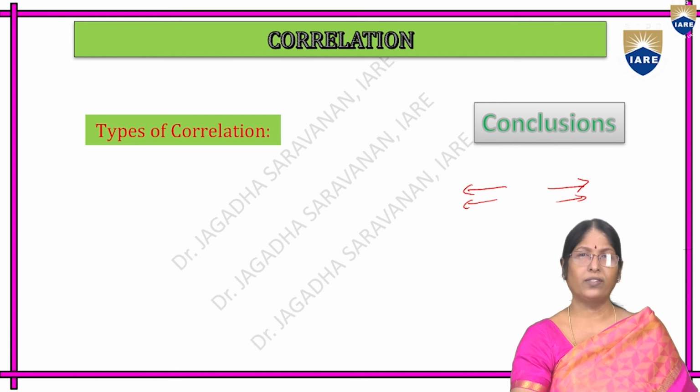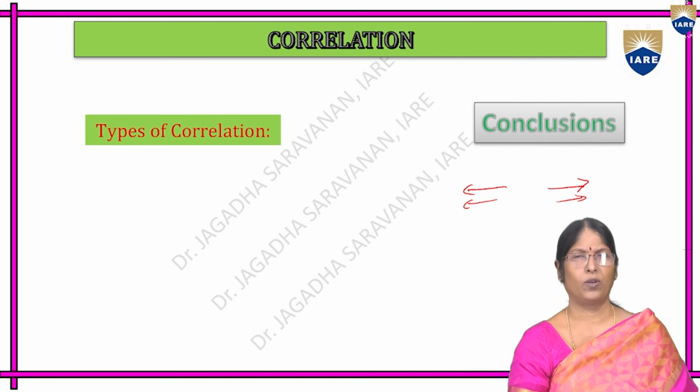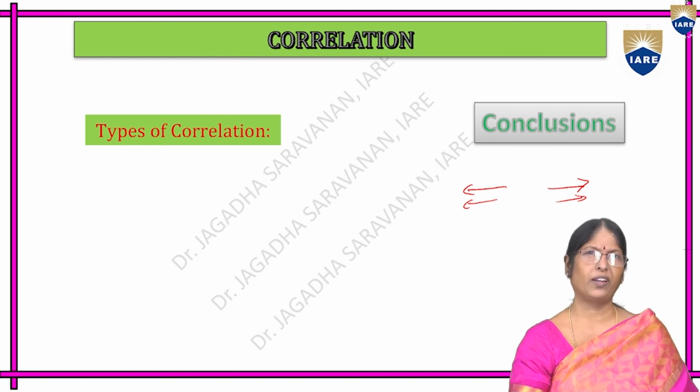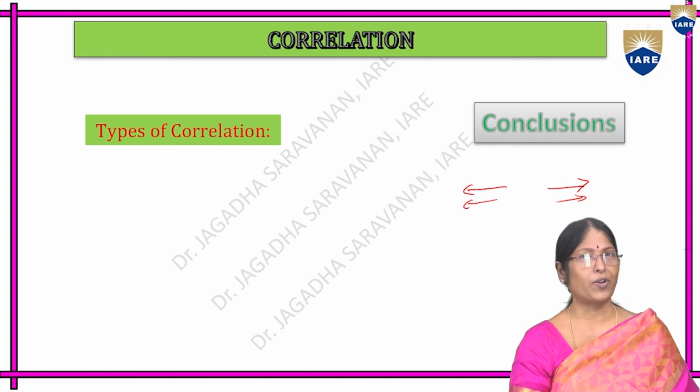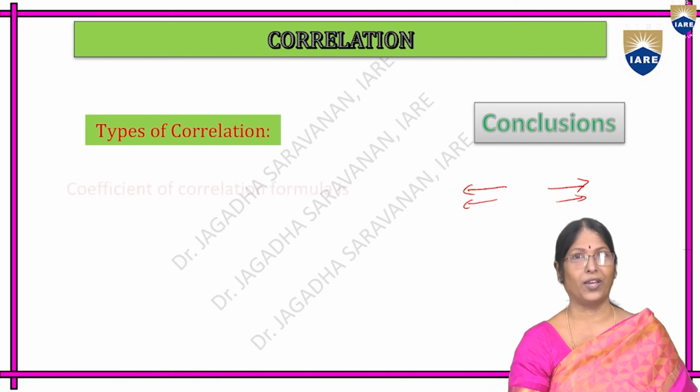Suppose they are telling the relationship between 5 variables. All the 5 we consider is total correlation. If you neglect any variable, it is partial correlation. If the spacing between the given data is uniform, it is linear correlation. If it is not uniform, it is non-linear. Everything we discussed in this video in detail.